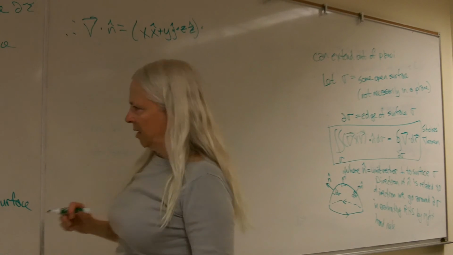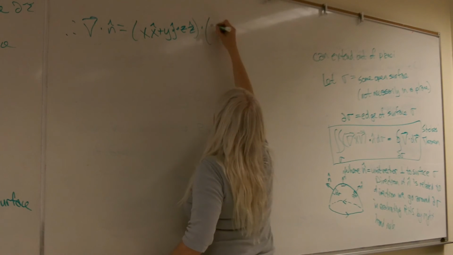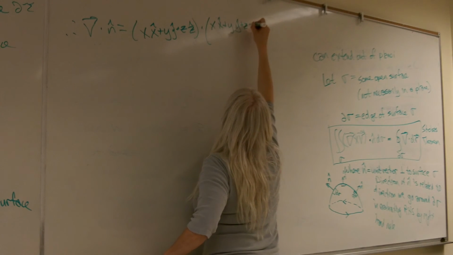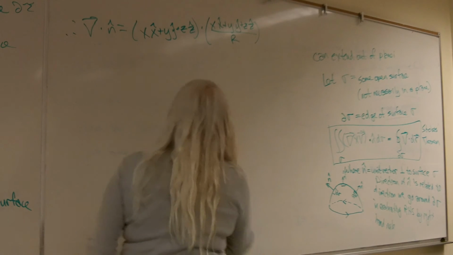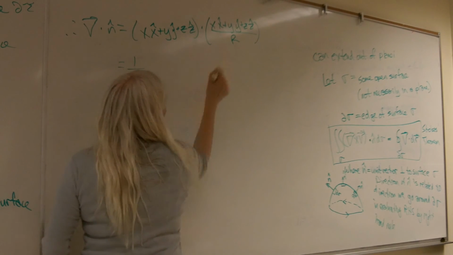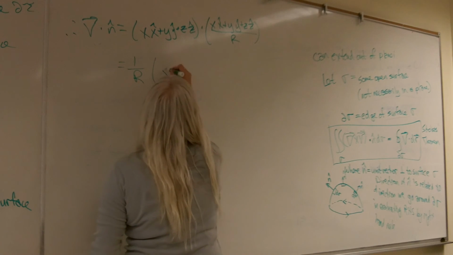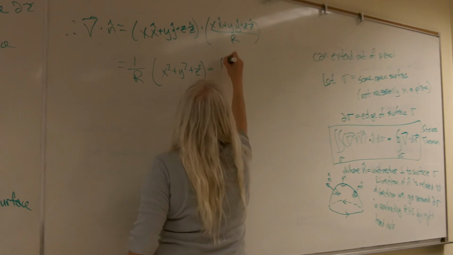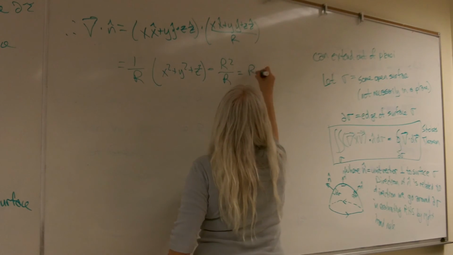And we're going to dot that into n hat, which is now this vector down here, namely x times x hat plus y times y hat plus z times z hat, all over capital R. Well, we've got a 1 over capital R, I'll move that out in front. And when we do this dotted into this, we'll get x squared plus y squared plus z squared, which is, of course, the same thing as r squared. And we've still got the 1 over R out front, so this just works out to be capital R.